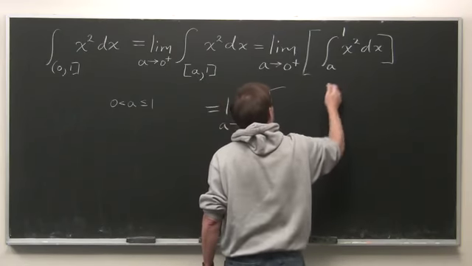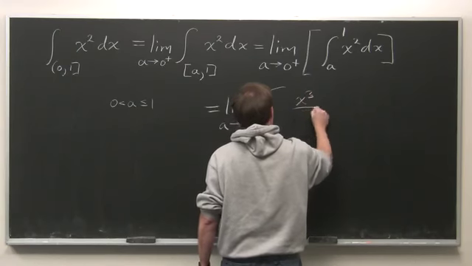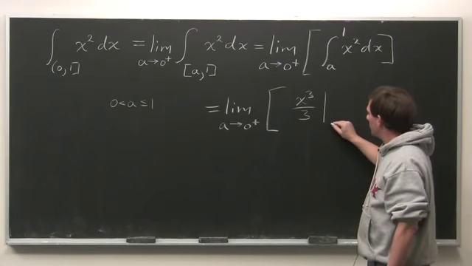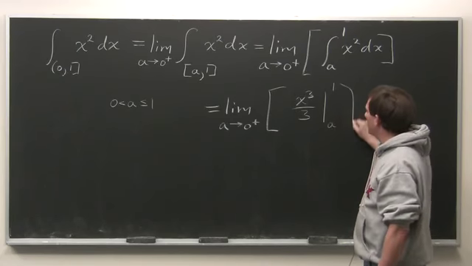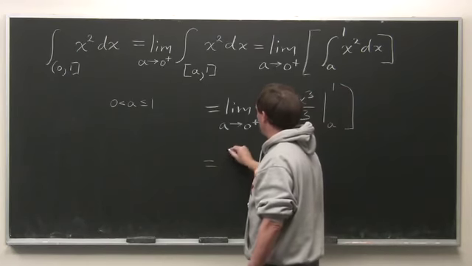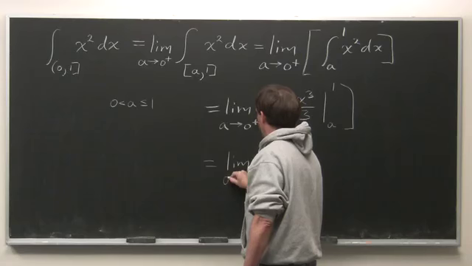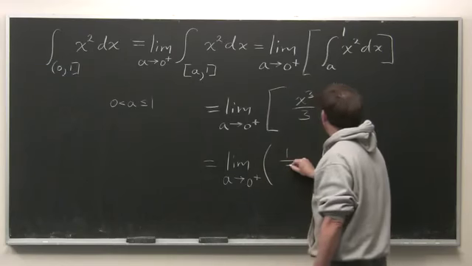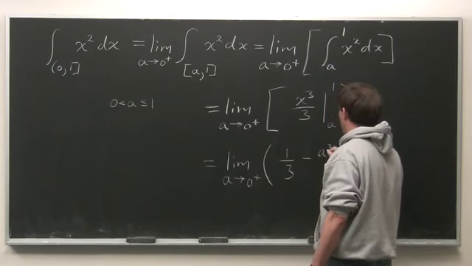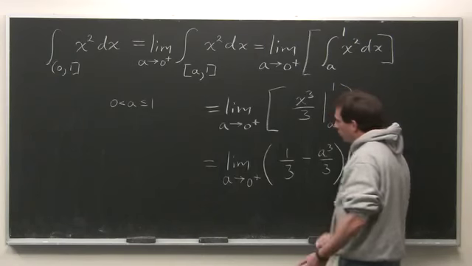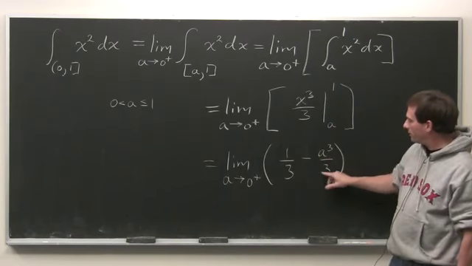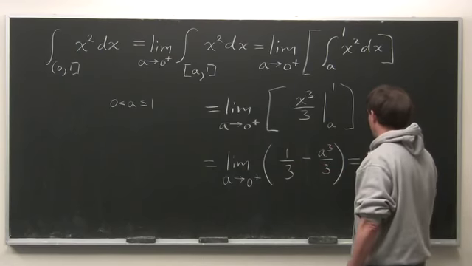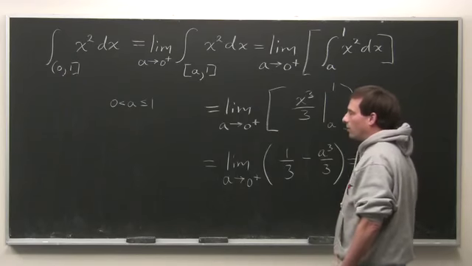So you take an antiderivative of x squared by the power rule, that's x cubed over 3, and you evaluate as x goes from a to 1. So then we would get the limit as a approaches 0 from the right of 1/3 minus a cubed over 3. But as a approaches 0 from the right, a cubed approaches 0, and we're just left with a third. So we get a third.